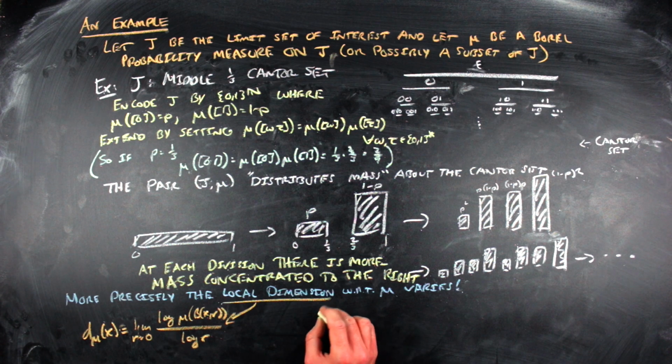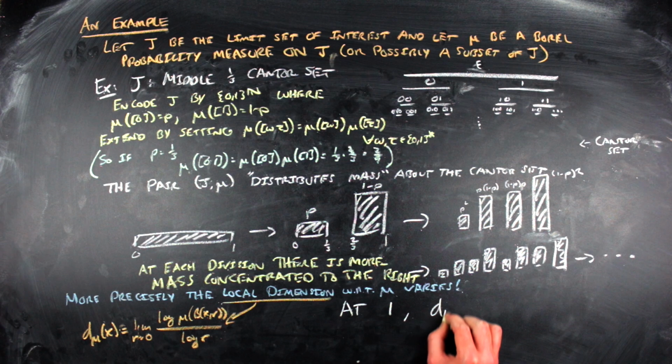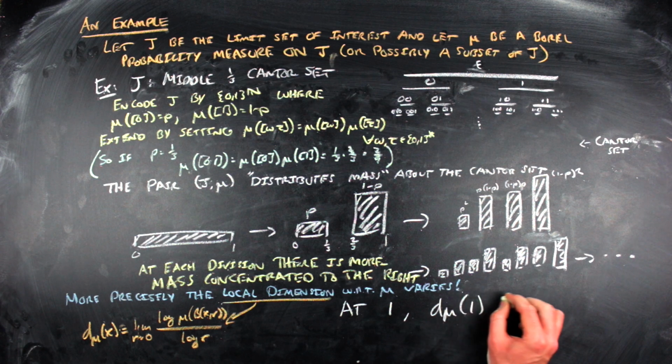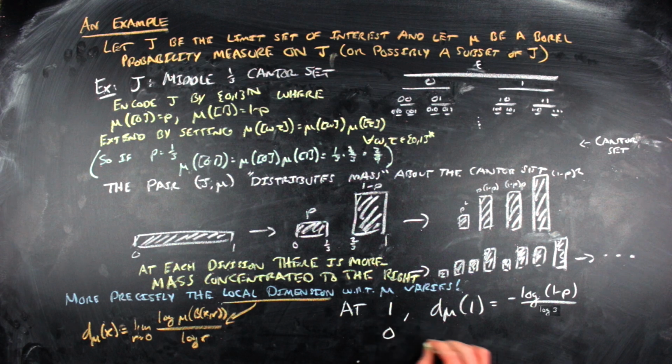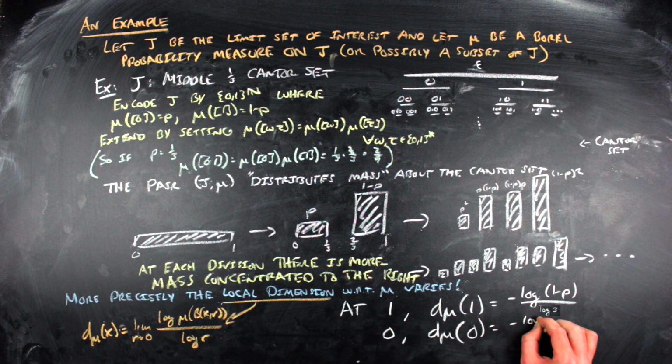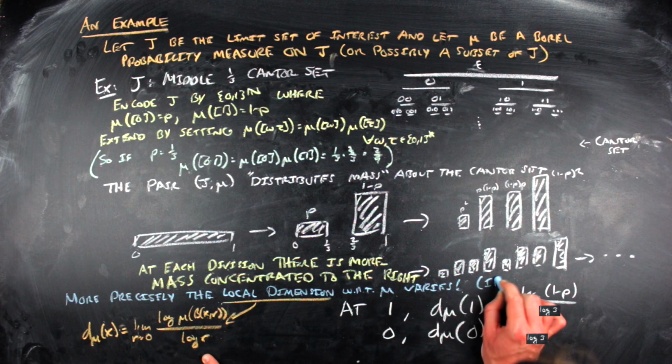In this particular case, at 1, which is in the Cantor set, it's 1 repeating, the sequence that has all 1s. So you're always choosing to go to the right, you're always choosing to distribute more mass to that piece of the construction all the way down. You can show that the local dimension with respect to this measure at 1 is going to be equal to minus log of 1 minus p over log 3.